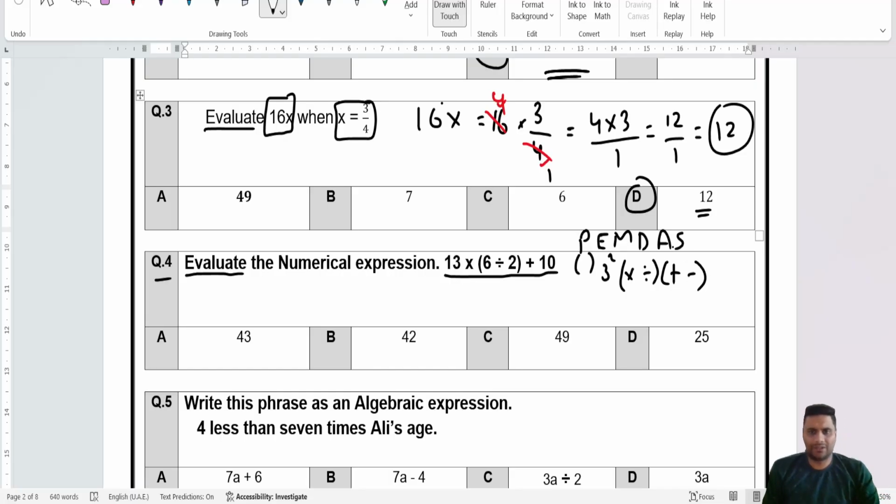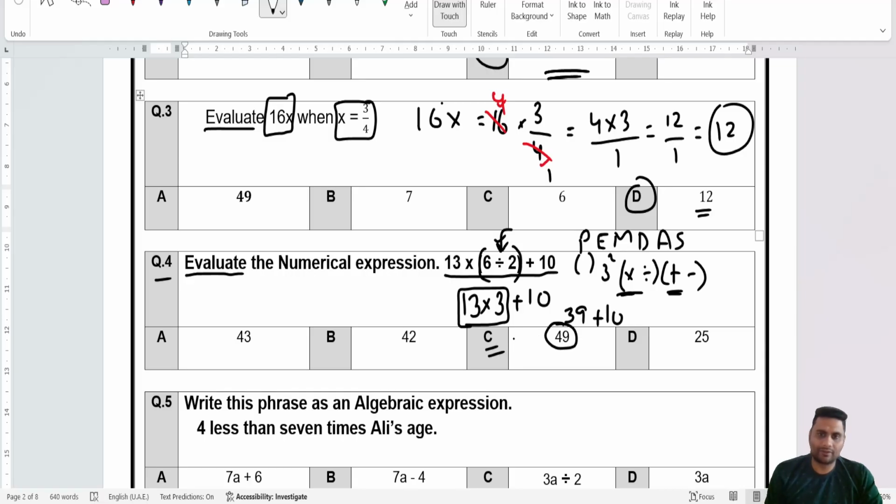Now let's see. In this numerical expression, we have parentheses here, right? That means we have to solve the numbers inside the parentheses first. 6 divide 2 gives me 3. Then I have multiply 13 here and plus 10 here. In multiply and plus, what will I do first? Check PEMDAS. It says multiply first and then plus. So first I will do multiply. 13 multiply 3, 39. Then plus 10. 39 plus 10, 49. Which gives me the answer 49, option number C.